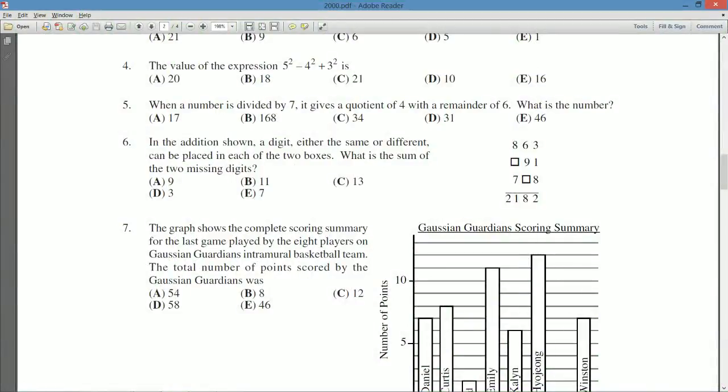So we're actually going to have to throw maybe a little algebra into it, or we could alternatively use a new method, which is guess and check. We're given 5 potential answers here. What we could do, if we wanted to, is take each potential answer, divide it by 7, and see if we get a quotient of 4 and a remainder of 6. That's certainly one way we could do it.